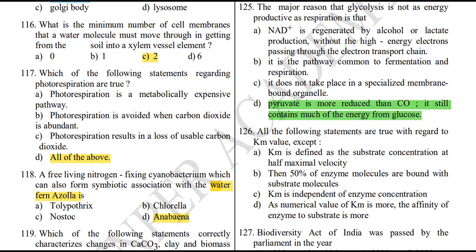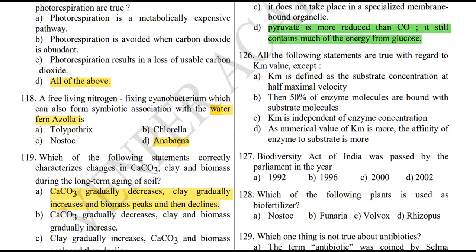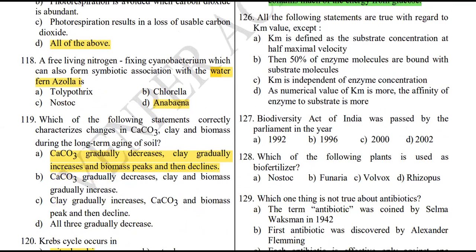Okay, the next question. All the following statements are true with regard to Km value. First, we have to understand what this Km value is. Km is going to be the Michaelis constant. What does this Michaelis constant actually talk about? That's very important. The Michaelis constant just represents the binding affinity.